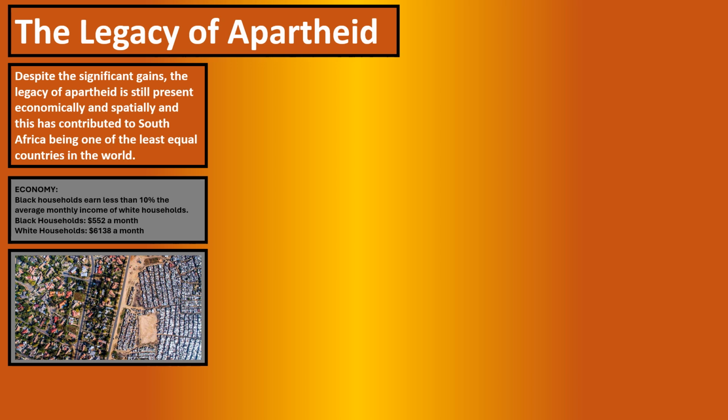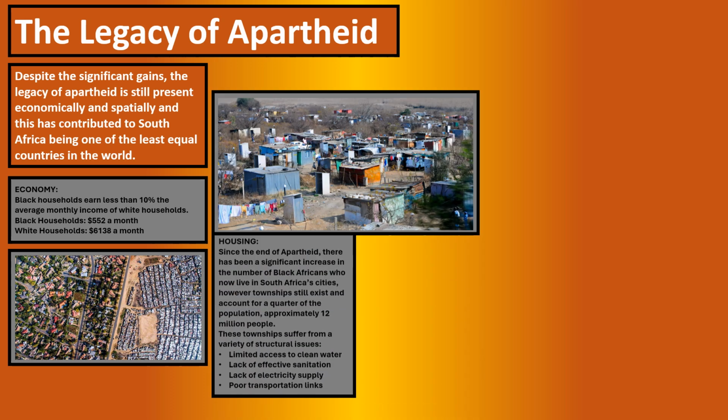Economically speaking, black households earn less than 10% of the average monthly income of white households. Black households on average bring home $552 a month, whereas white households on average bring home over $6,000 a month. And in that image you can see spatially how South Africa is still segregated, with the much more economically expensive housing on one side, which would be predominantly owned by white Africans, compared to the township just across the road on the other side, which would predominantly have a black African population living there.